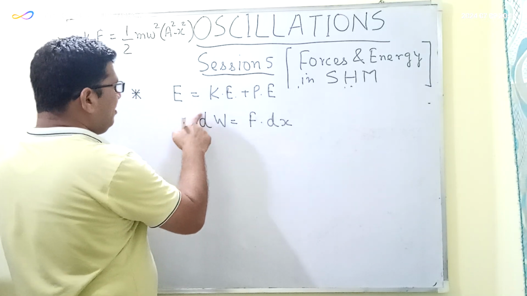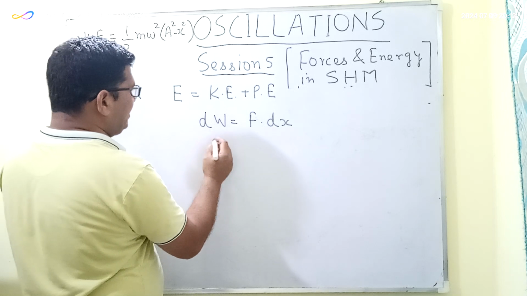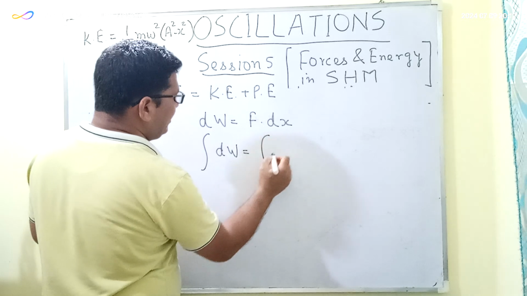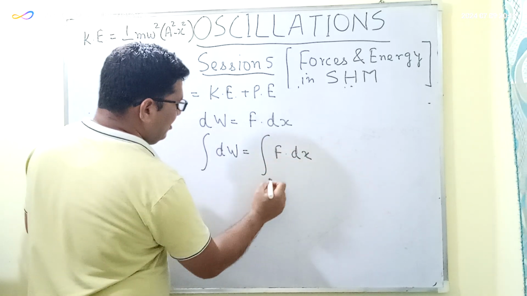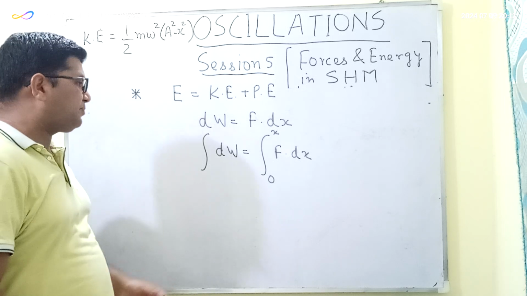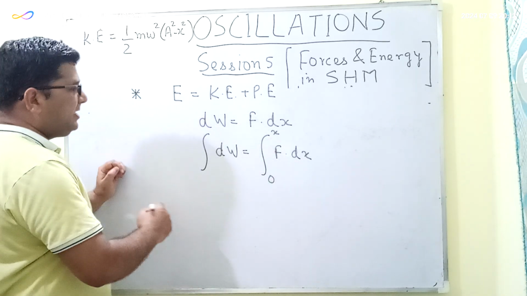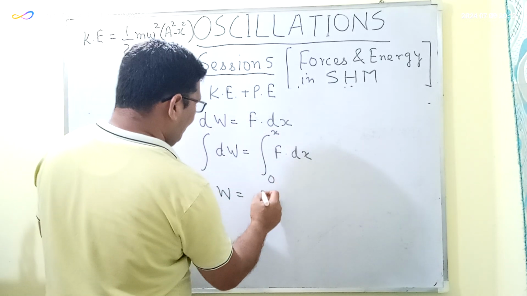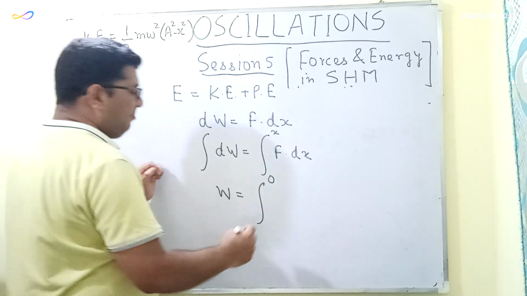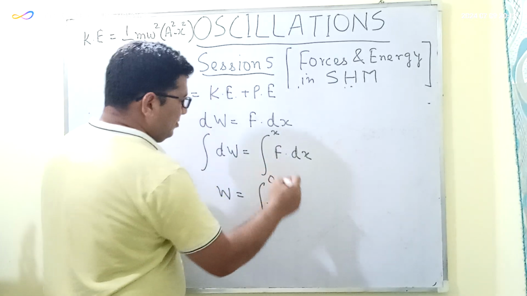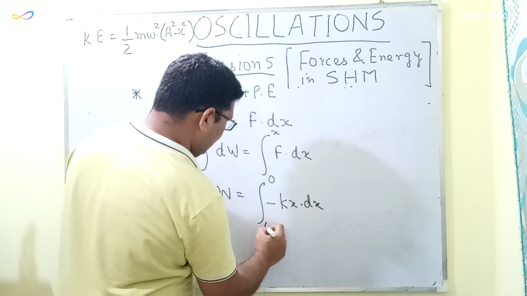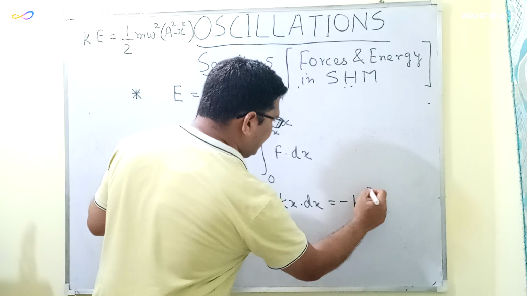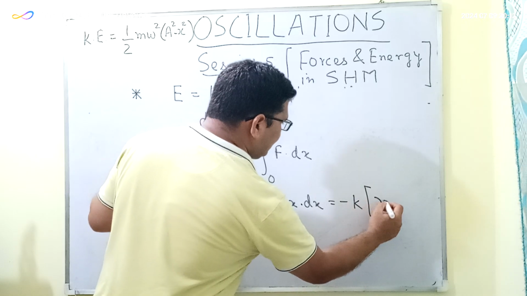And so if I integrate this equation, dW, this can be integrated from 0 to x, where x is the displacement of this particle. And so if I integrate this equation, I will be getting W is equal to, now F is equal to minus kx, and so here since k is a constant, minus k will be taken out, and I will be getting the value as x square upon 2.